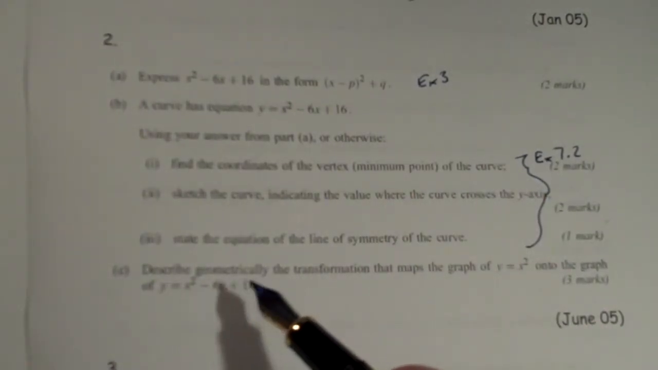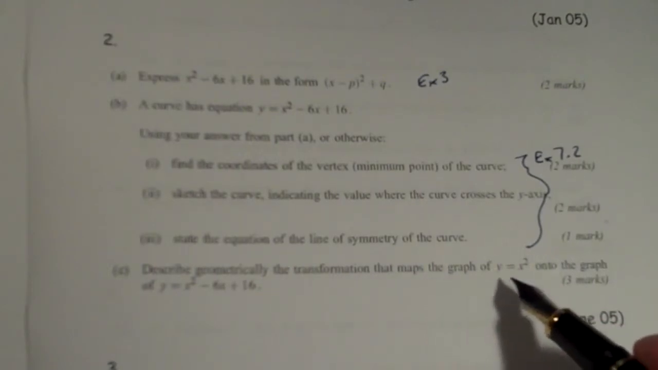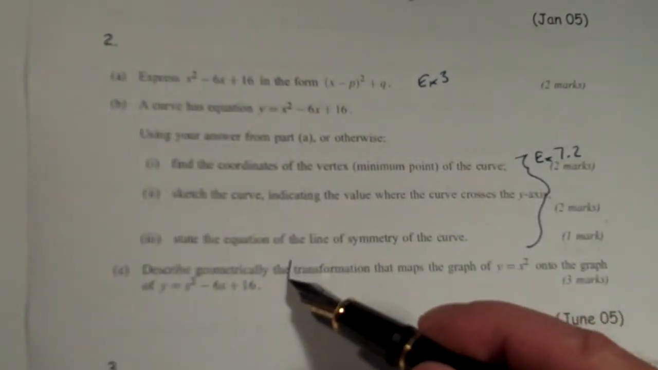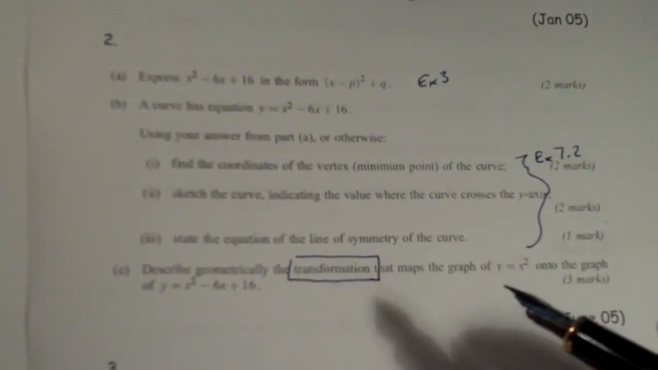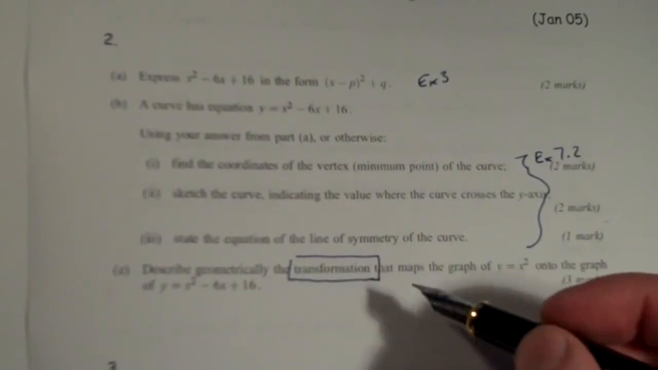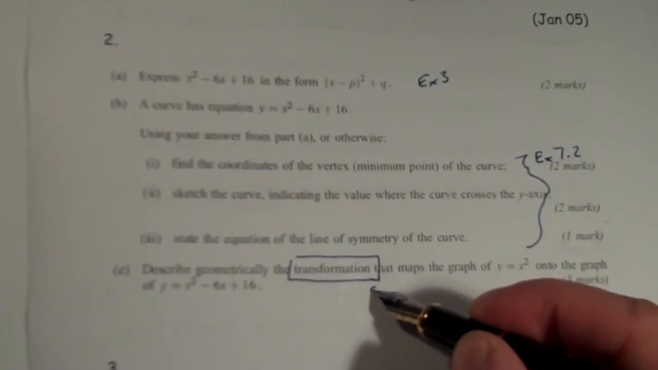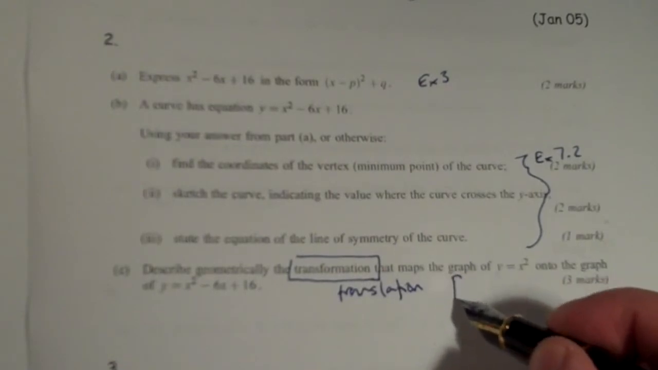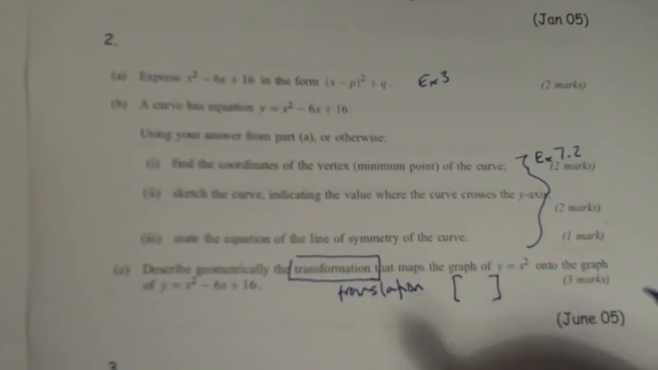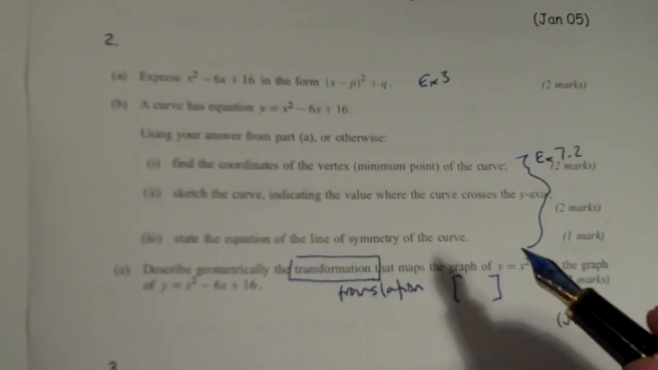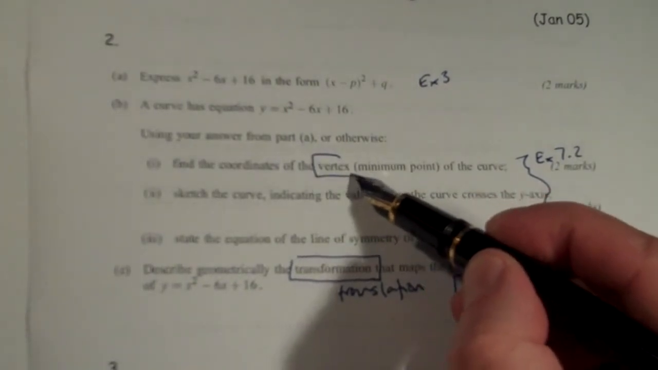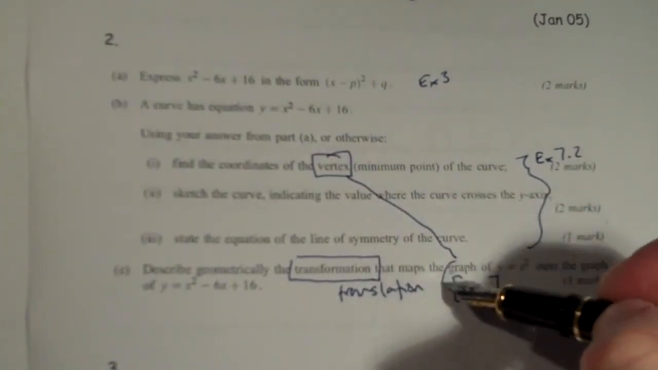Then part C, describe geometrically a transformation which maps the y equals x squared onto the graph we've just been talking about. Well, this word transformation in Core 1, there is only one kind of transformation you can be asked about, which is a translation. And when you're specifying a translation, you need to give the column vector for that translation, how many units it's moved across and down, and that's very closely related to the vertex that you found previously.